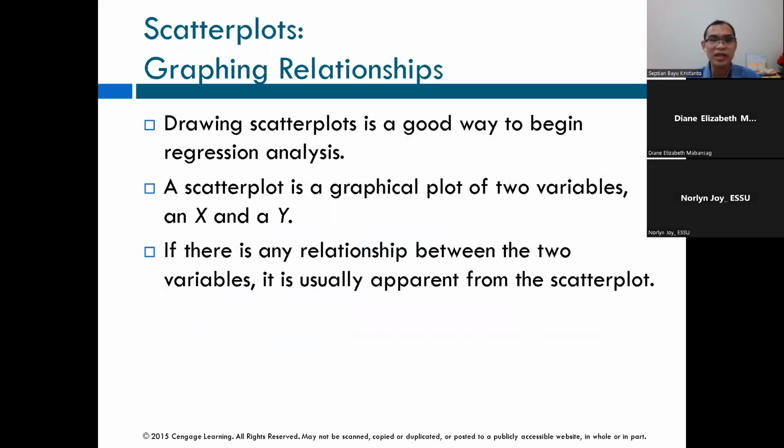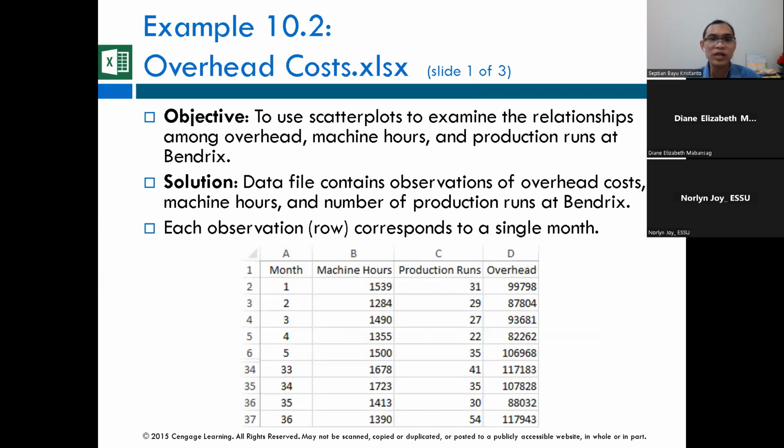To start regression analysis, we need to create some graphical analysis using a scatter plot to compare the relationship between our variables. We compare on two axes, the x and y as in mathematics, which should be apparent in a scatter plot. For example, here we have some data using three variables: the machine hours, the production runs, and the overhead. You can look at it here.